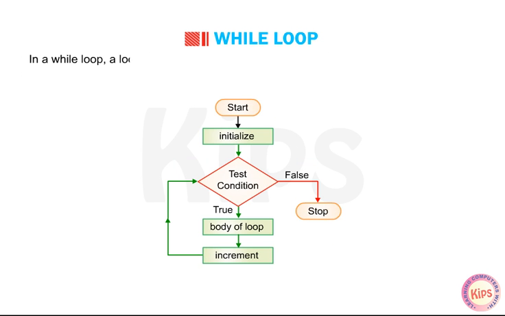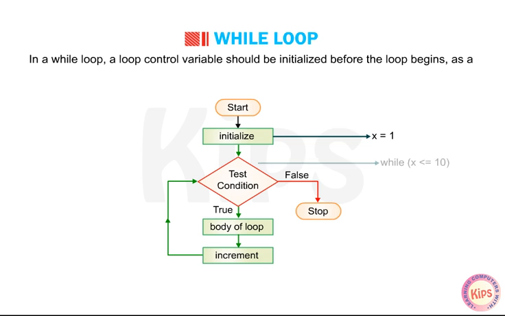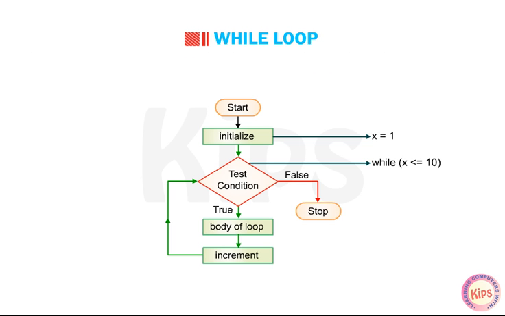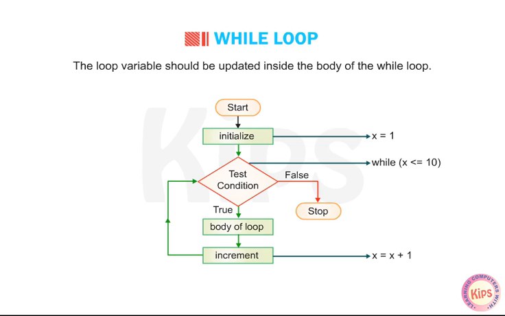In a while loop, a loop control variable should be initialized before the loop begins, as a variable cannot be used in an expression before initialization. The loop variable should be updated inside the body of the while loop.